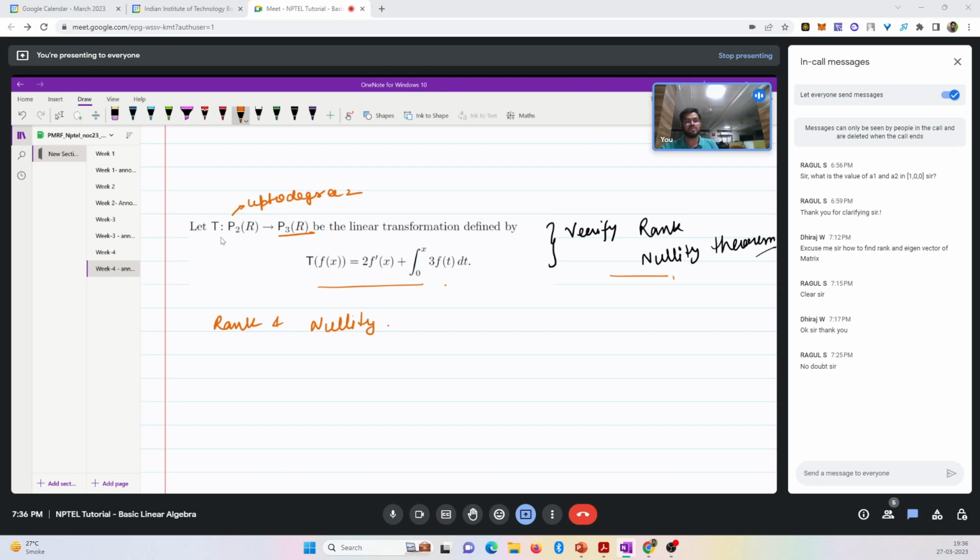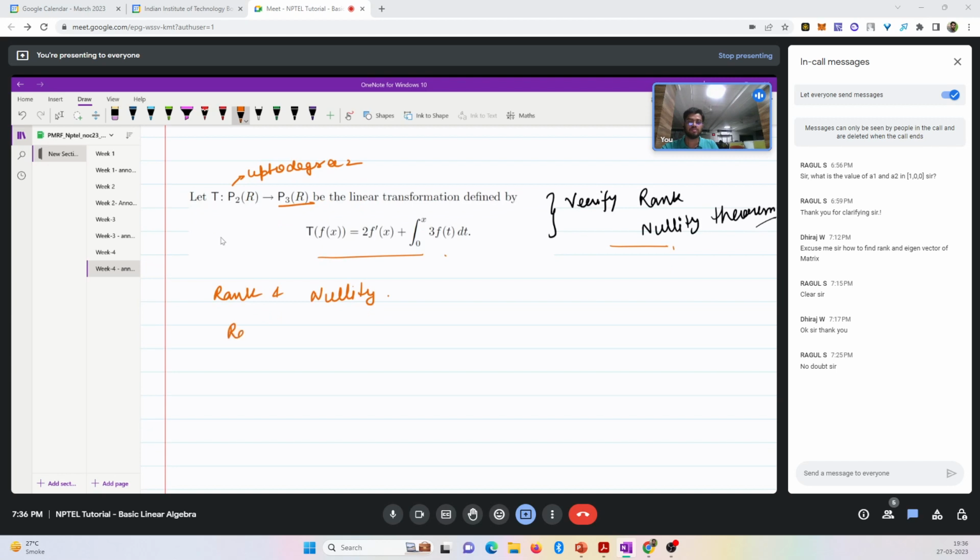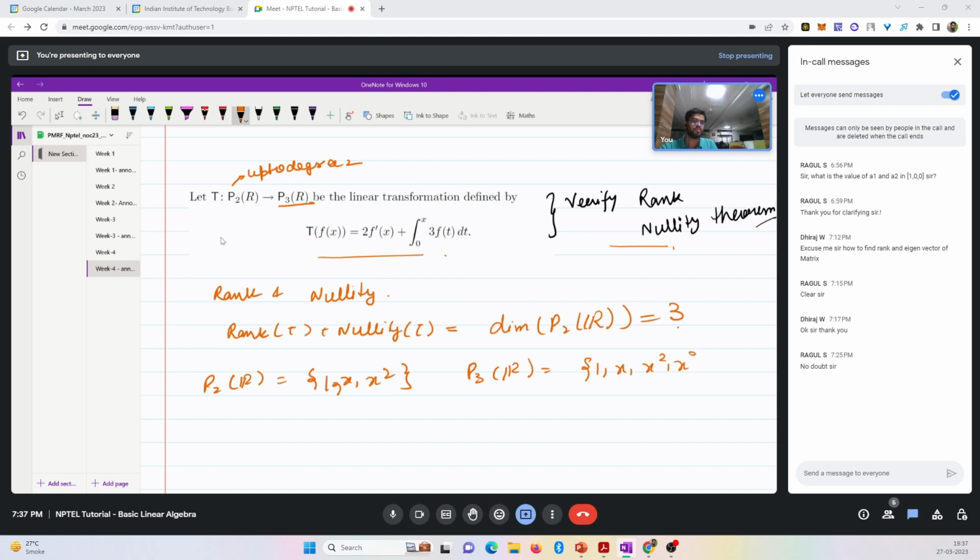So what is the rank-nullity theorem? The rank of T plus the nullity of T is equal to the dimension of P2(R). What is the dimension of P2(R)? It is nothing but 3. What is the basis for P2(R)? The basis is 1, x, x square, and for P3(R) it is 1, x, x square, x cube.